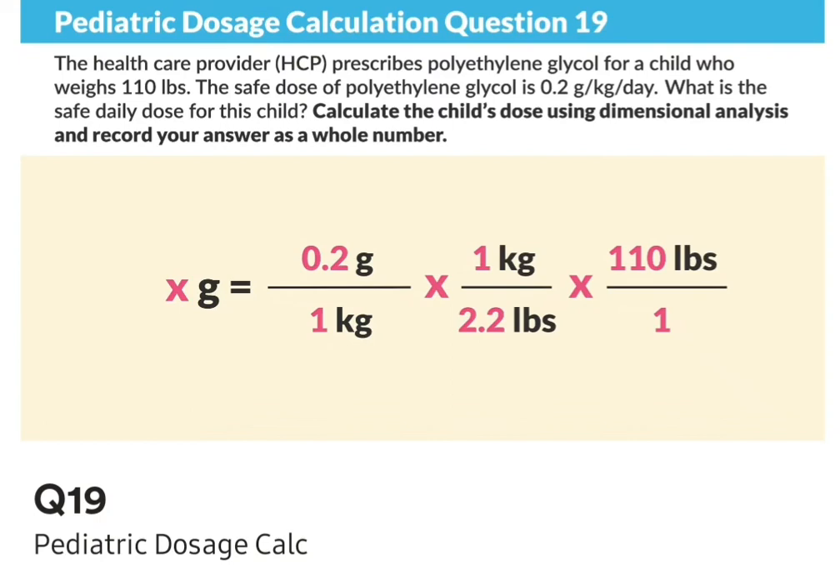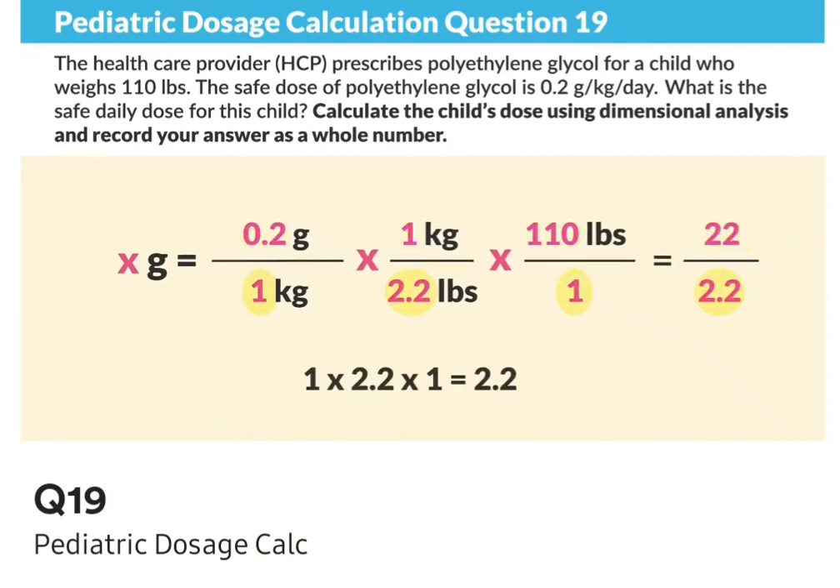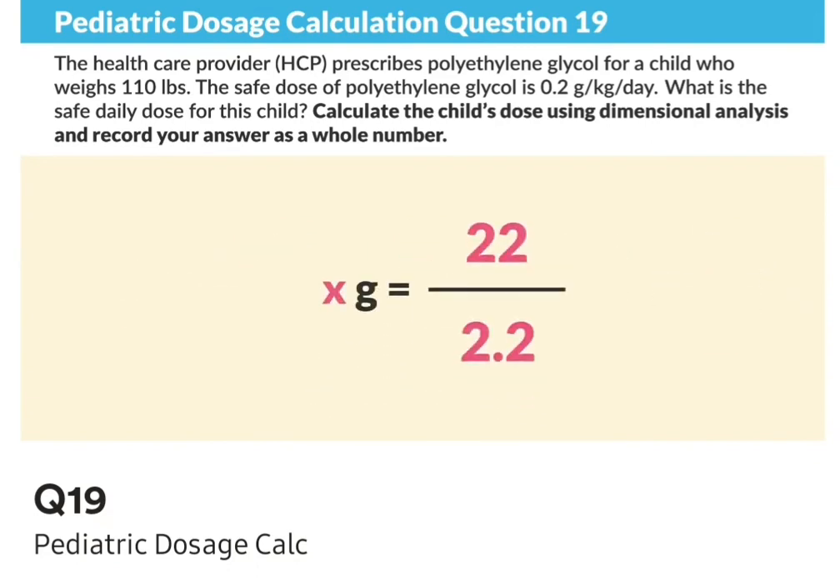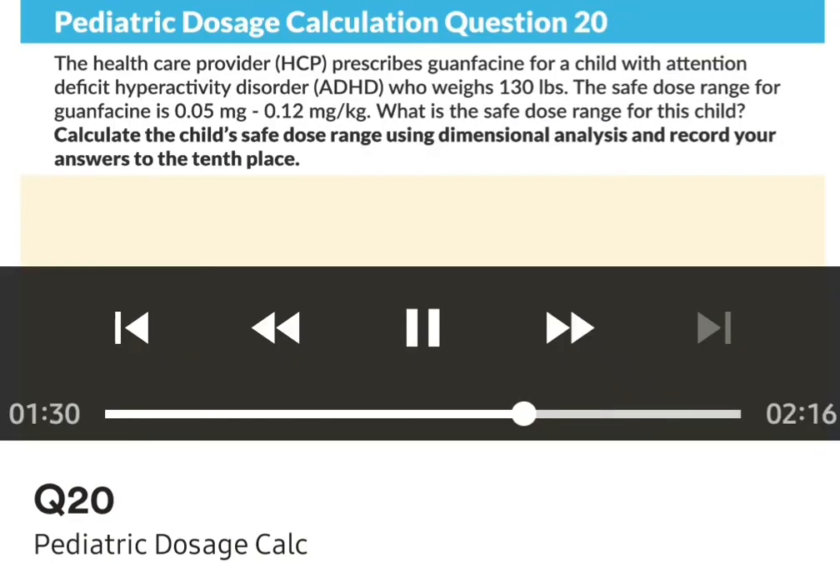So we're plugging in that first number, 0.2 grams over 1 kilogram, because we have to convert those pounds to kilos. So then we multiply that by 1 kilo over 2.2 pounds, and then simply plug in the child's weight, 110 pounds, over that 1 for 1 dose. Now multiply across on the top and on the bottom. We have 22 over 2.2. Then simple division gives us 10. So our correct answer here is 10 grams. Safe dose. So we're doing the same thing.